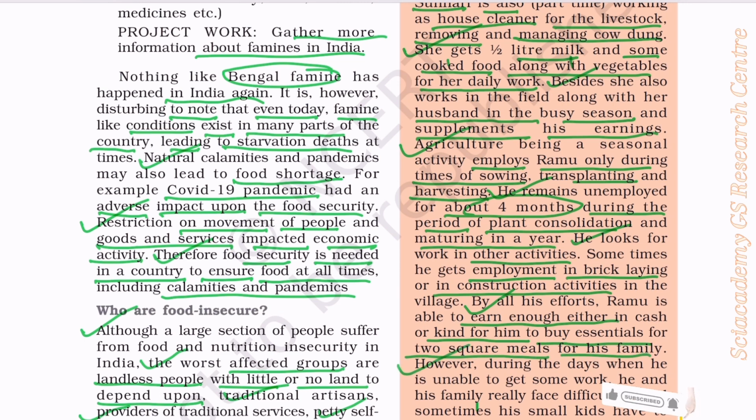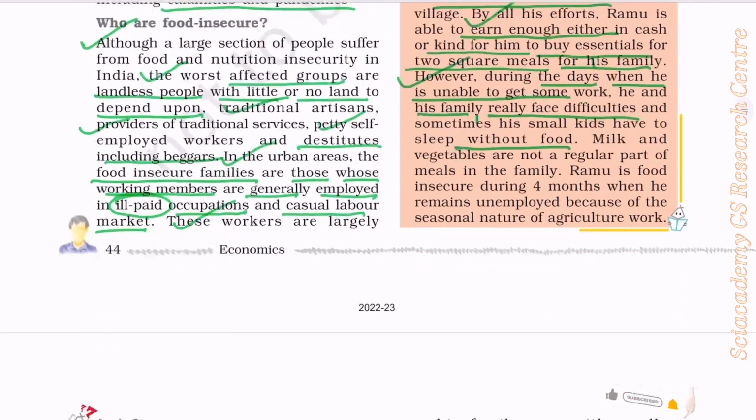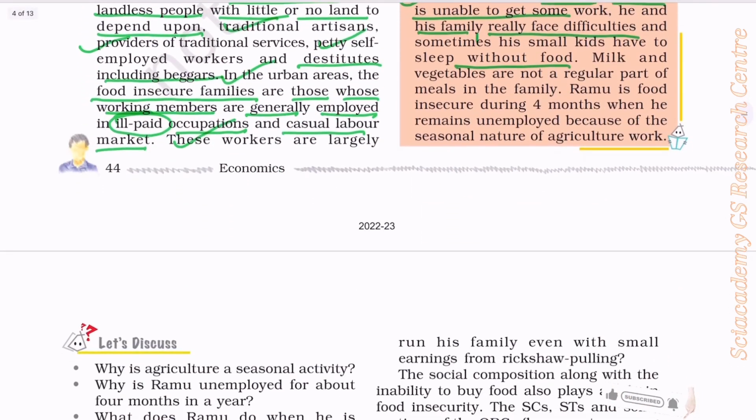However, during the days when he is unable to get some work, he and his family really face difficulties, and sometimes his small kids have to sleep without food. Milk and vegetables are not a regular part of meals in the family. Ramu is food insecure during the 4 months when he remains unemployed because of the seasonal nature of agriculture.